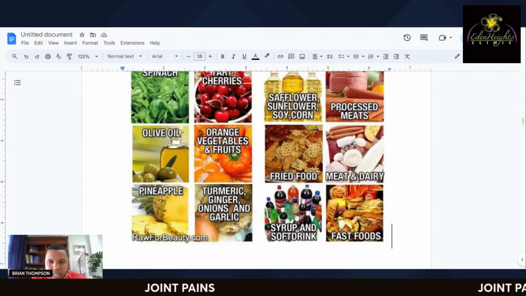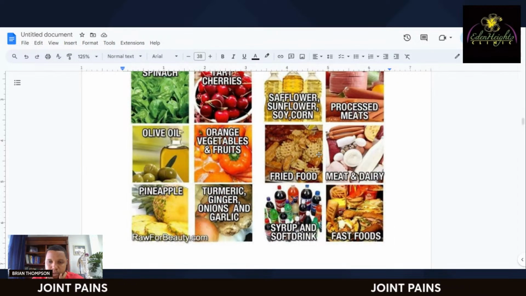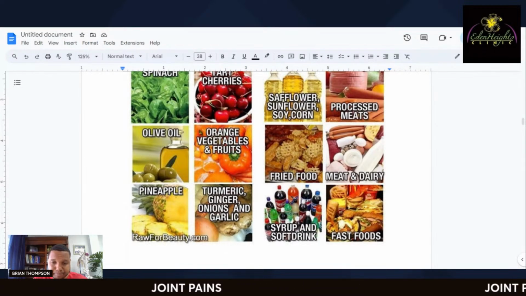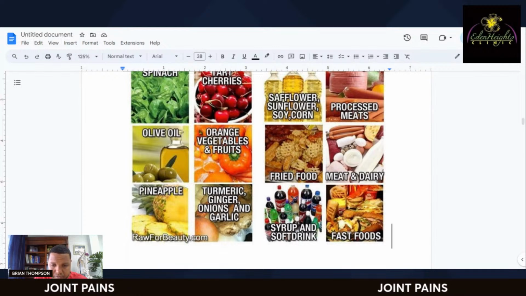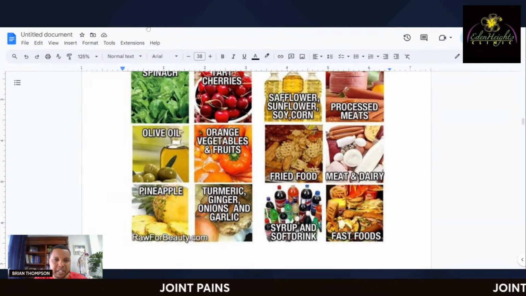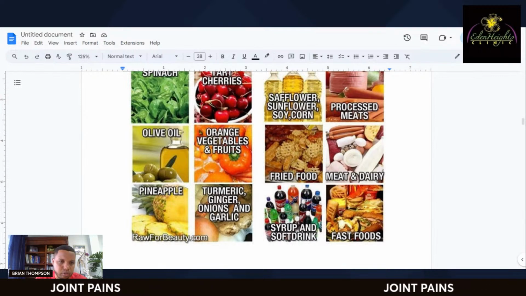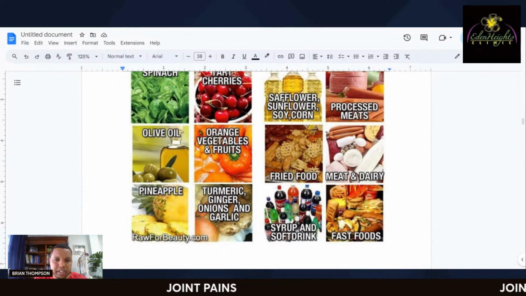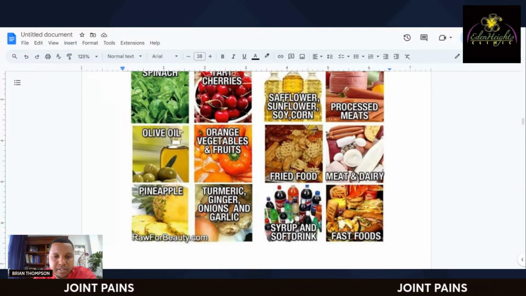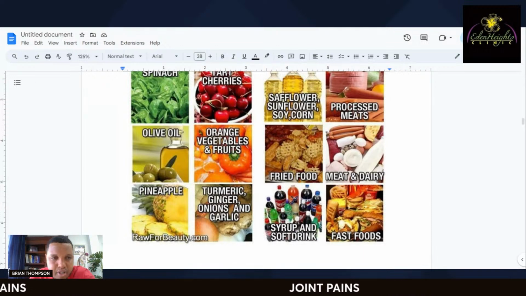So you look also at the type of foods, all right? Processed meat and dairy generally cause inflammation. Any type of soft drink will cause inflammation. Fast food. If you're frying foods with high levels of omega-6, that will be oils like corn oil and soybean oil, as you can see them at the top of the inflammation list, that will cause inflammation. Safflower oil, sunflower oil, soybean oil, corn oil, all of them, as you put them through heat, are going to cause inflammation. And fried foods.